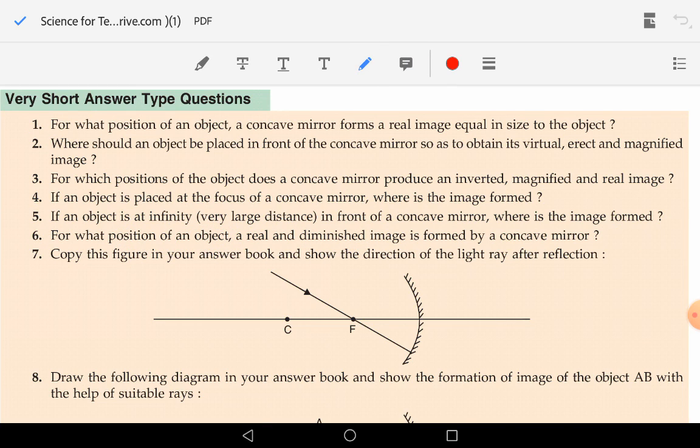Question number 7 says that copy this figure in your answer book and show the direction of the light after reflection. Okay, so we all can see that this is the incident ray of light, and the incident ray of light is passing through the focus. So if the incident ray of light passes through the focus, so after reflection the reflected ray becomes parallel to the principal axis. So this is how after reflection the reflected ray is going to behave. It will become parallel to the principal axis, right? So this is the direction of the reflected ray of light. Now question number 8, let us quickly move on to question number 8.